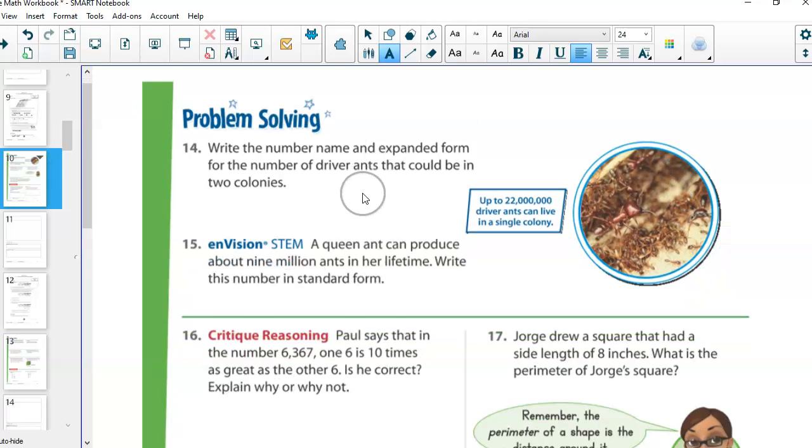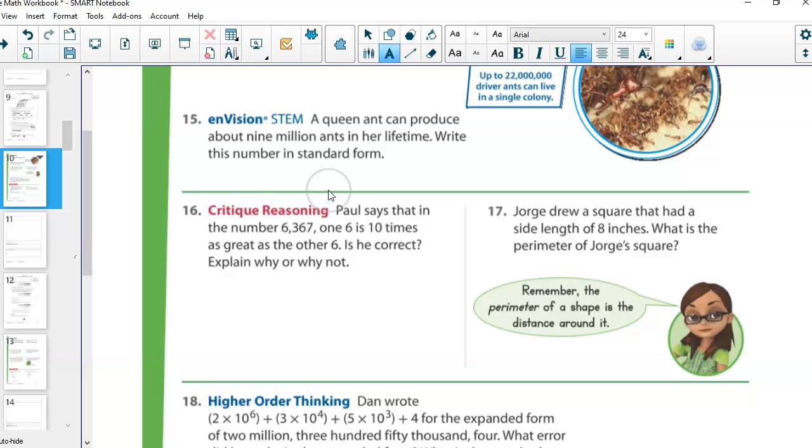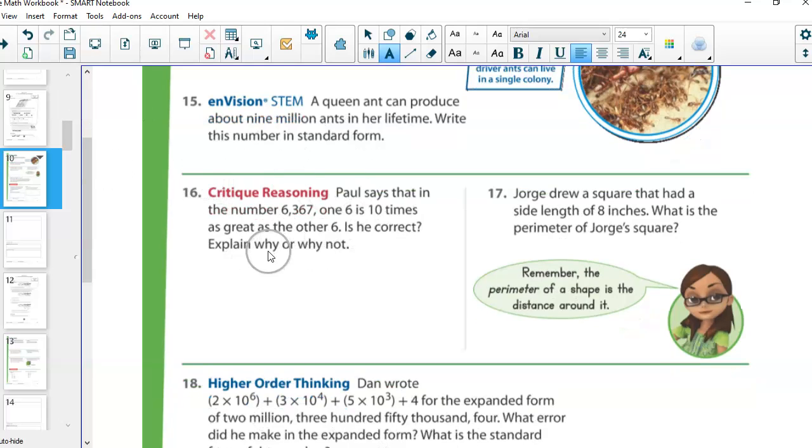This is going to be the other part of your assignment that you're going to be completing. We're going to look at number 16. It says, Paul says that in the number 6,367, one 6 is 10 times as great as the other. Is he correct? So the first thing that we want to do is figure out the value of each of these 6's.